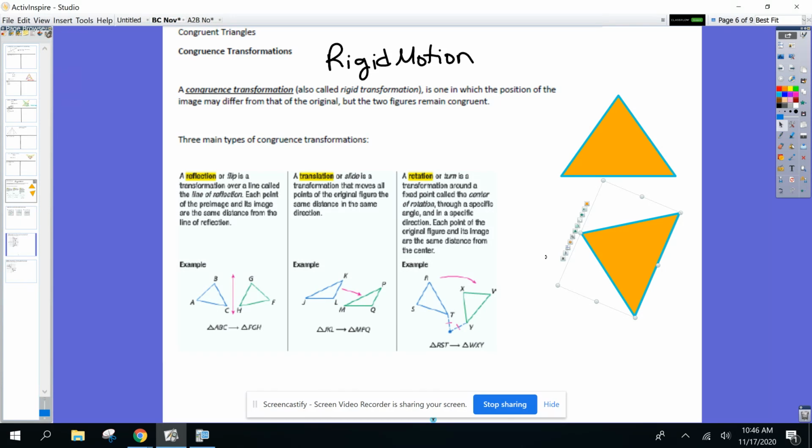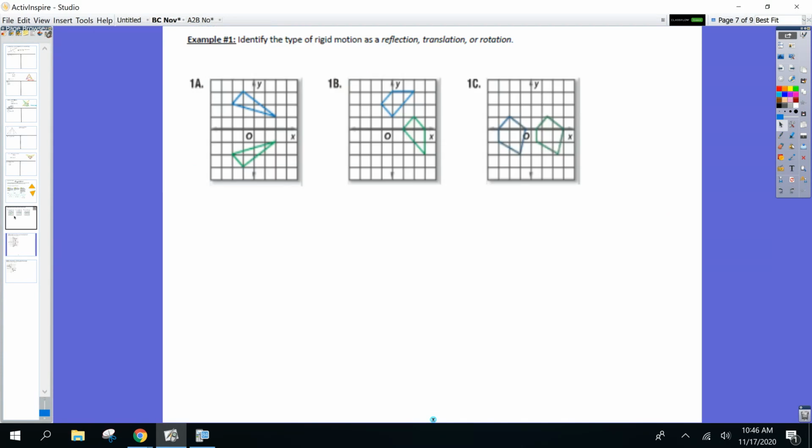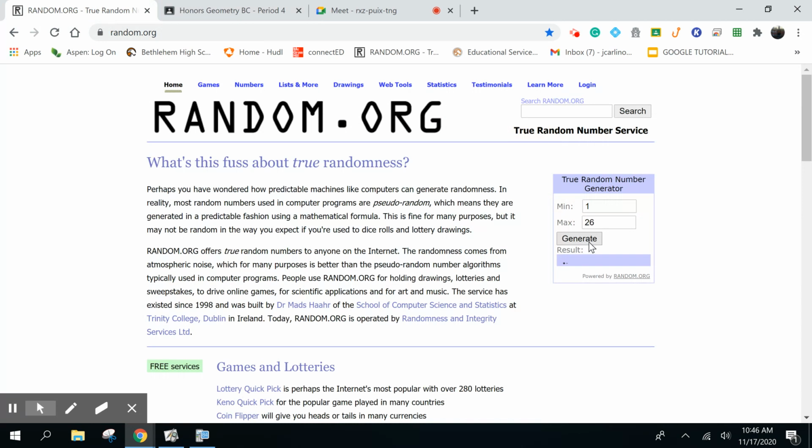All right, so these are my three main ones we're going to focus on today. Reflection, translation, rotation. Types of rigid motions. Okay, real basic right now, real basic. What did I do here? Did I reflect, translate, or rotate to get from one figure to the next? Pretty basic, just make sure we're good. Here we go, first one. What's it look like I did?